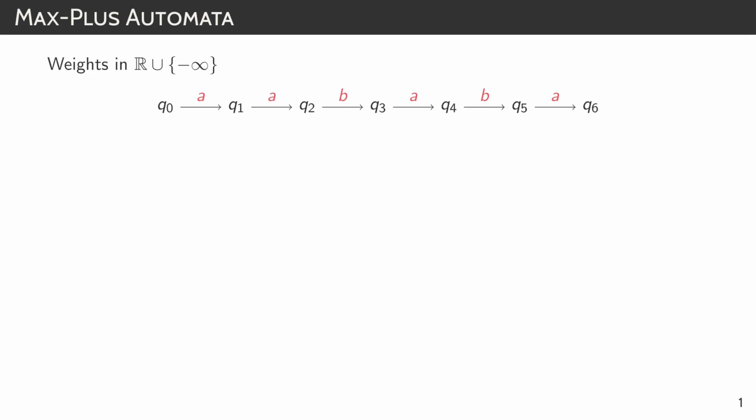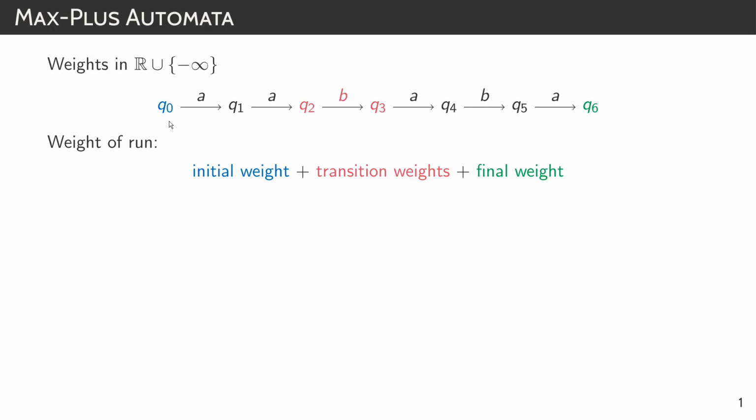With these weights, we can then define weights of runs. And the weight of a run is simply the initial weight of the first state in the run, plus the weights of all the transitions which constitute the run, plus the final weight of the last state in the run. So this plus here is the plus from max plus, and the maximum comes in when we take a look at the weight of a word. A max plus automaton assigns a weight to every word by taking the maximum of the weights of all the runs on that word. The way I usually like to think of these weights is as profits.